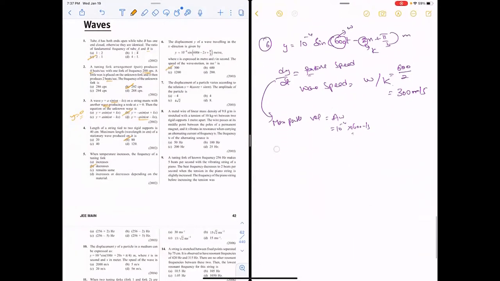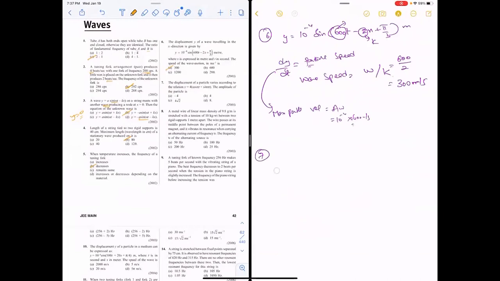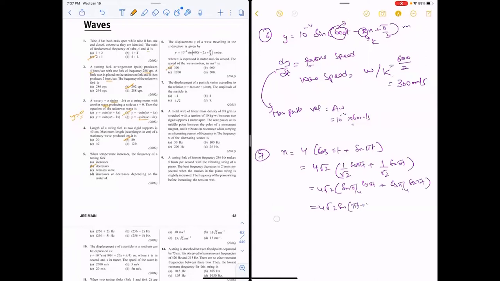Seventh one, the displacement of a particle is x is equal to 4 cos pi t plus sine pi t. What is the amplitude? In math, we should have sine 45, cos 45. So I will multiply by root 2 and divide by root 2. So this is 4 root 2 into (1 by root 2 cos pi t plus 1 by root 2 sine pi t). 1 by root 2 can be written as sine pi by 4 and cos pi by 4. Using the sine of a plus b, 4 root 2 sine of (pi t plus pi by 4). So 4 root 2 is the amplitude.